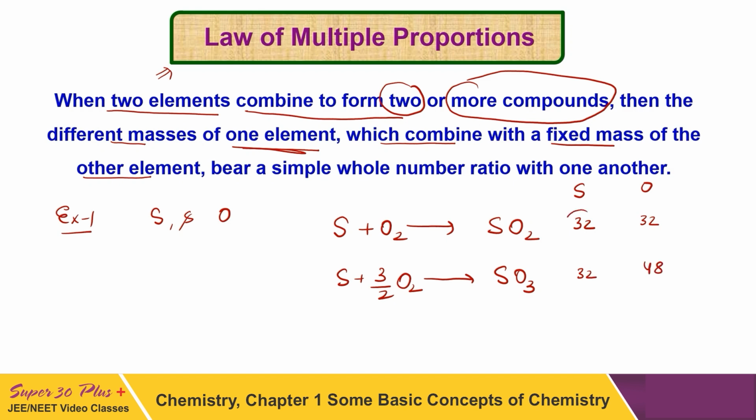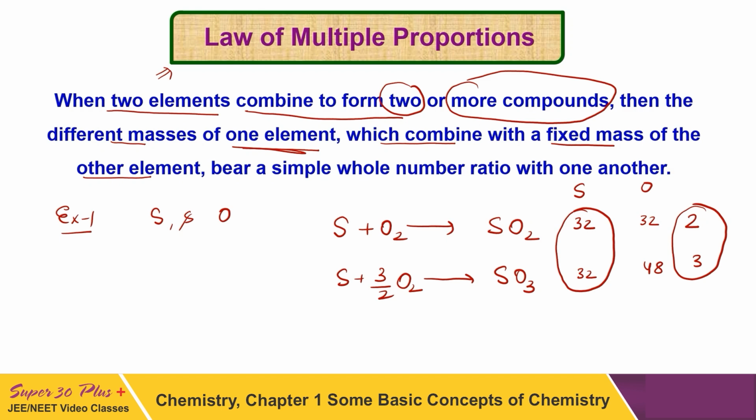So the mass of sulfur is the same. Same mass of sulfur reacts with a different mass of oxygen. Then these different masses are in the simple whole number ratio, 2:3. This is what the law of multiple proportion says. Now you read the definition one more time. When two elements combine, see, what are the two elements? Sulfur and oxygen. They combine and form two or more compounds like SO2 and SO3.